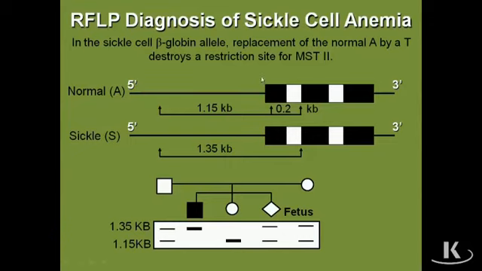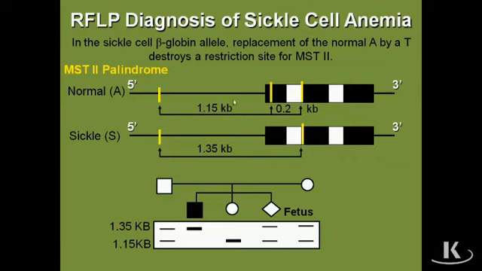As I said, in the normal allele, there is a cleavage site for MST2. But in the sickle cell allele, there's a mutation here, so MST2 can no longer cleave. MST2 will cleave out here, and in the normal allele will cleave in here, but in the mutated situation can only cleave out here and over here.